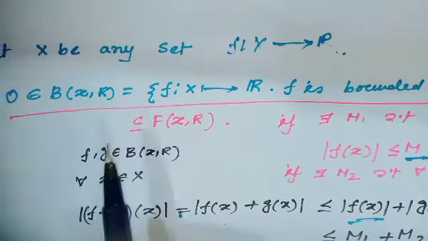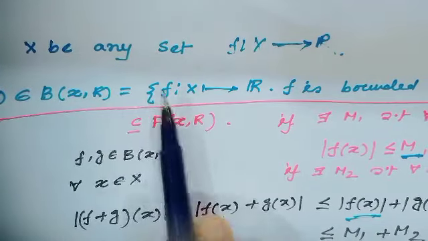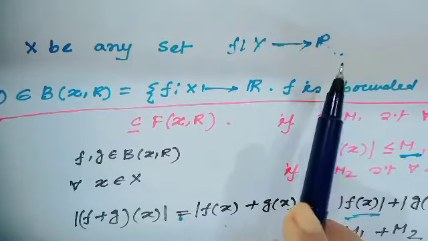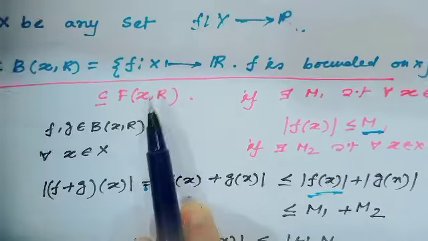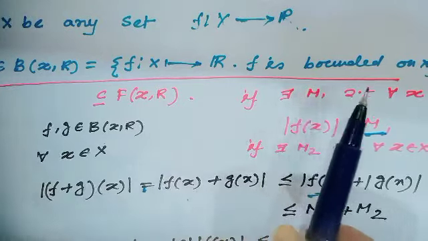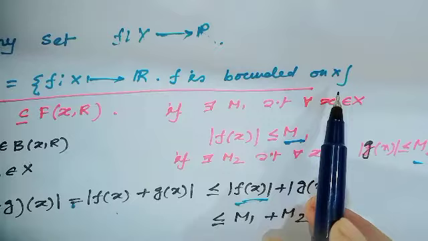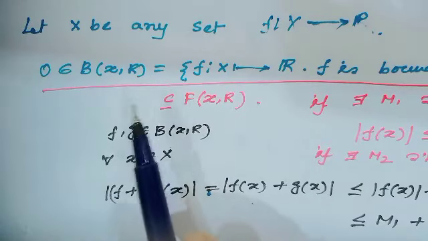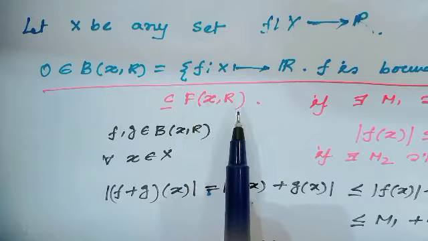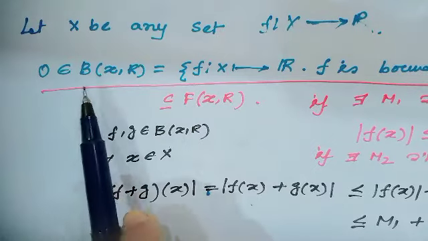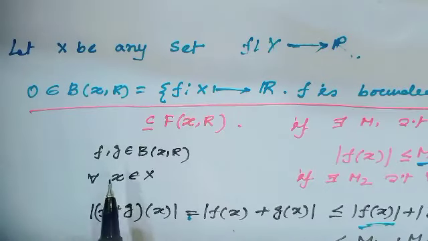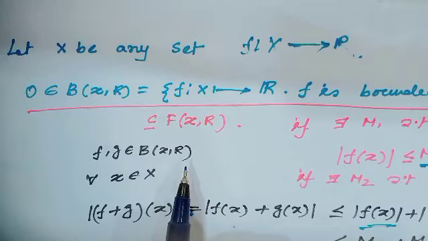Now I will define a new type of set. Let X be any set and consider functions defined from X to R. Now consider B(X,R), which is the set of those functions such that f is bounded on the set X. Prove it is a vector subspace. Obviously B(X,R) is a subset of F(X,R), and the zero function is always a member of B(X,R). Consider two arbitrary functions f and g belonging to B(X,R).